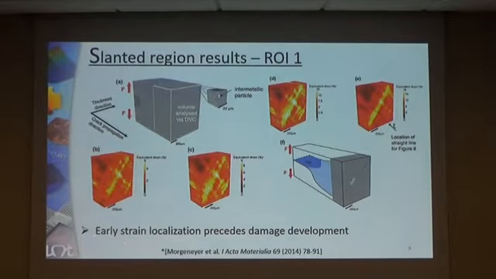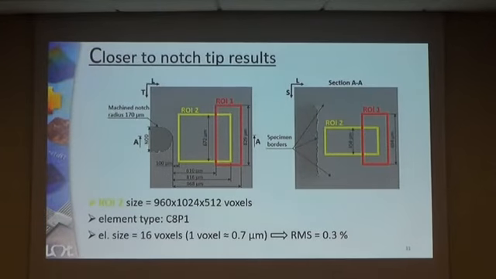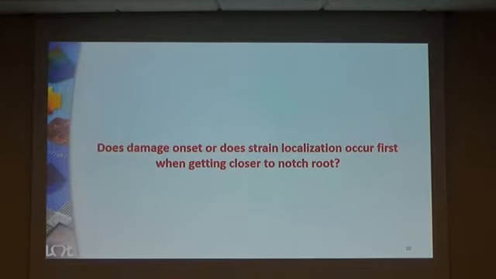So here, in this case, in the slanted region, this ROI is roughly 800 micrometers from the initial launch route, so it is positioned in the slanted region. It has been shown that early strain localization precedes damage development. Our question was, what's happening when we go closer to the launch route? Does damage or does strain localization occur first when we are in the immediate vicinity of the notch root?